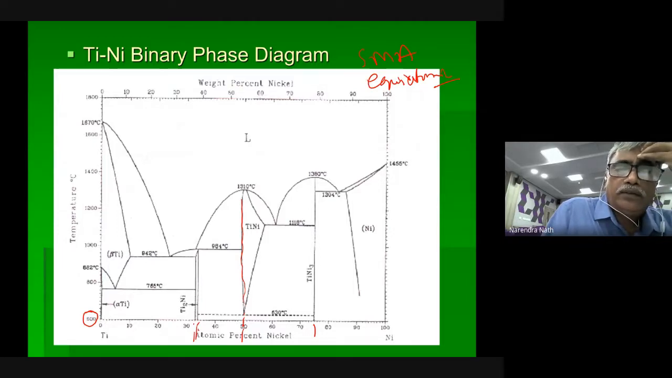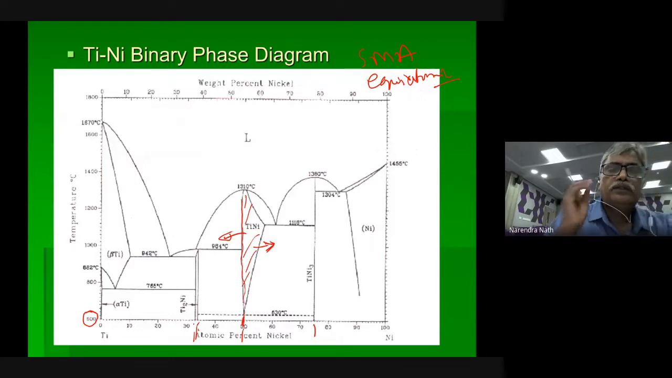And because we are talking of SMA, this near equiatomic composition is existing here. So only in this triangle area you can get titanium nickel. Only in this triangle area. If you go away from this, it is not possible. It is highly impossible. You will get an alloy, but without shape memory effect.